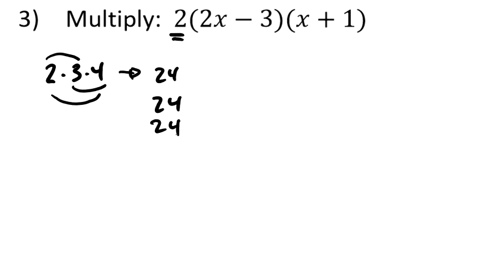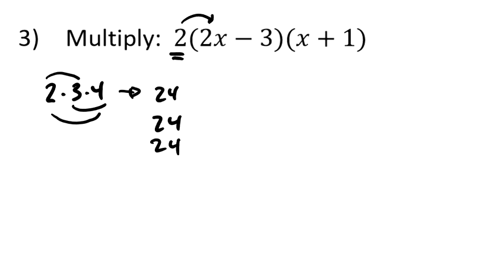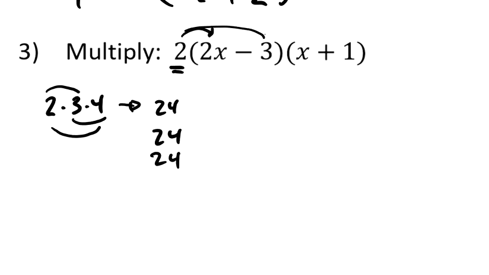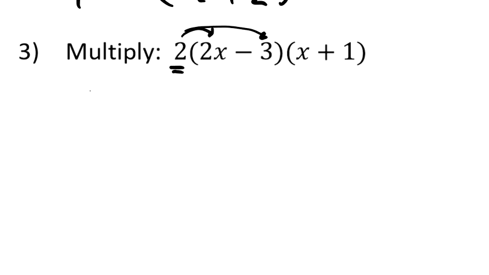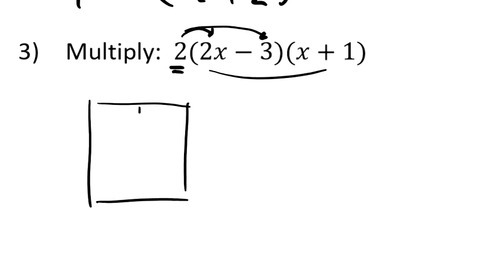multiply them. I could go ahead and multiply this 2x plus 3 times the 2, and then proceed, or I can multiply the entire thing by 2 at the end. I think I'm going to opt to multiply everything by 2 at the end. So let's go ahead and get this product first. And to organize myself, I'm going to use a generic area model. Most of you can get away without using those, and that's great. I'm just using it for organization.